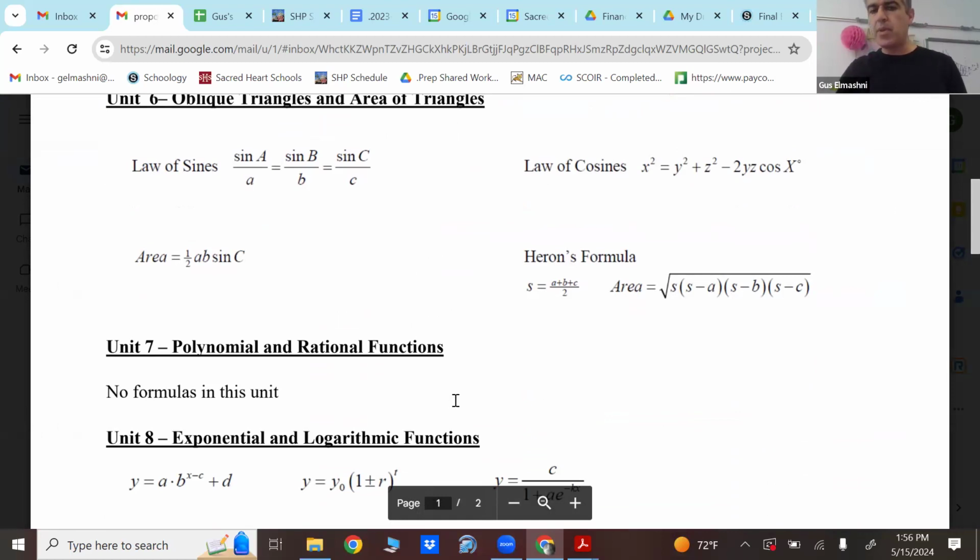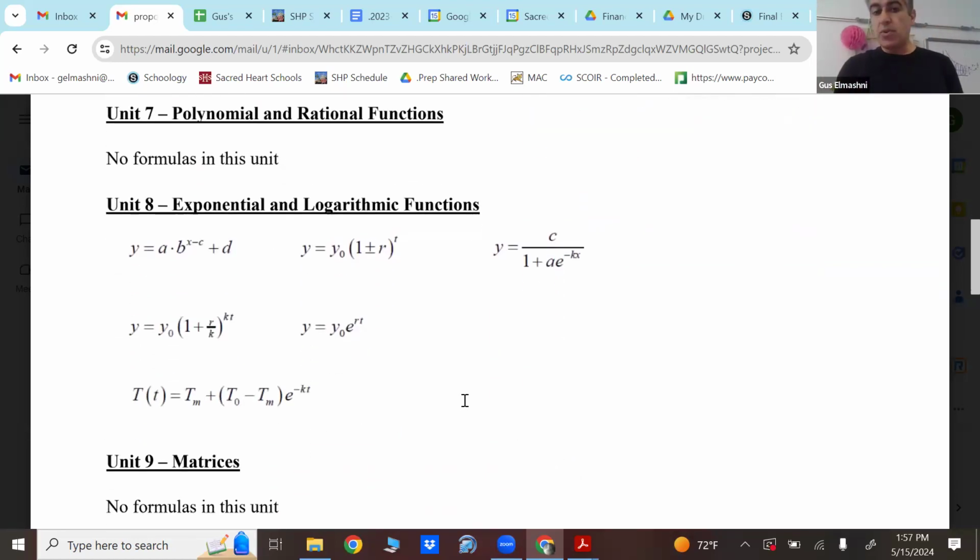For Heron's formula, do you guys know what A, B, and C represent? What do you guys think? It's to find the area of a triangle. They're the sides. And S is just some other formula. It's called the semi-perimeter because you add all of them and divide by 2. So easy peasy. Exponential log stuff, that should be fine.